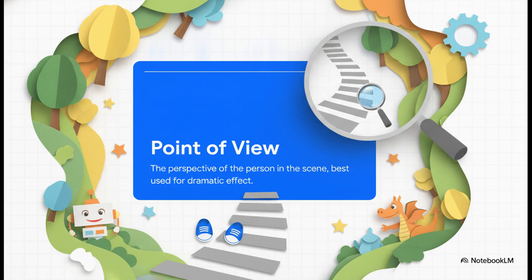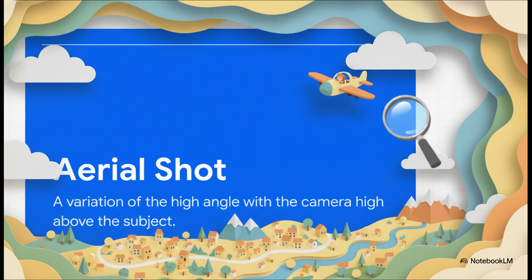This is a highly stylistic shot taken from the exact perspective of the character. Placing the digital camera directly in the character's shoes adds massive dramatic effect. It makes the young viewer feel like they're physically stepping right into the animated world, completely immersing them in the experience. Rounding out our perspective section with shot number 9, we have the aerial shot.